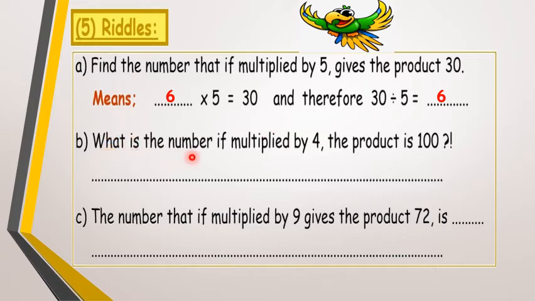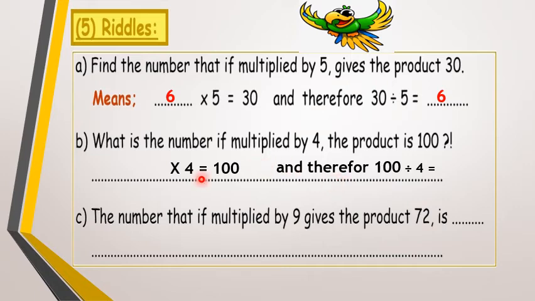Here, what is the number? If you multiply it by 4, the product will be 100. It means that 4 by a number gives you 100. Or I can say that 100 divided by 4 gives you a number. So I will search in table 4 for what gives you 100. For me, 100 divided by 4 is easier.